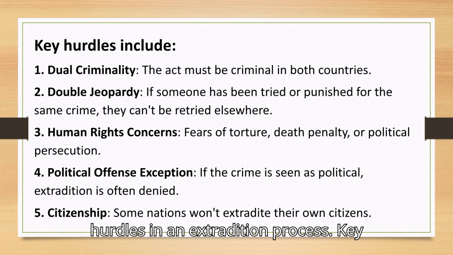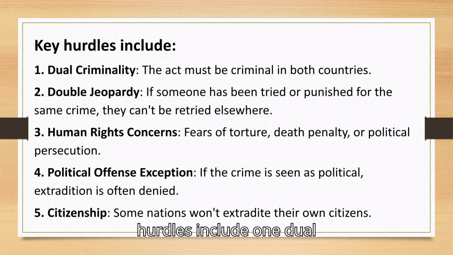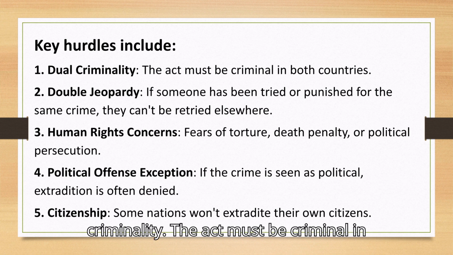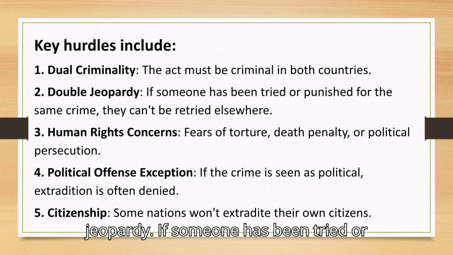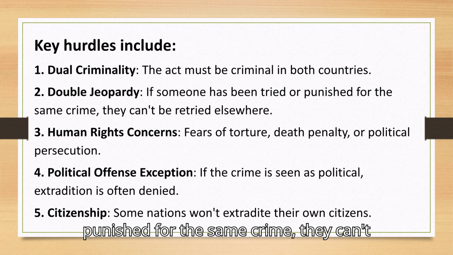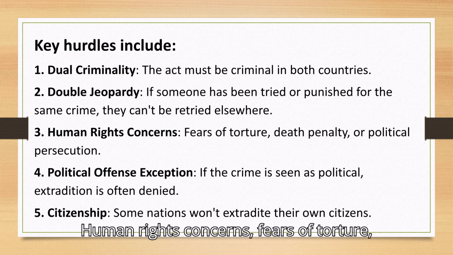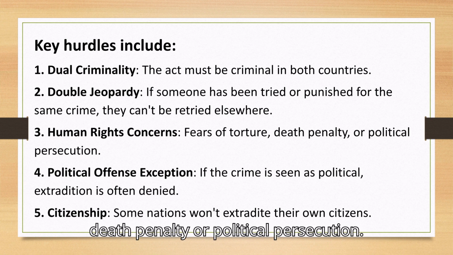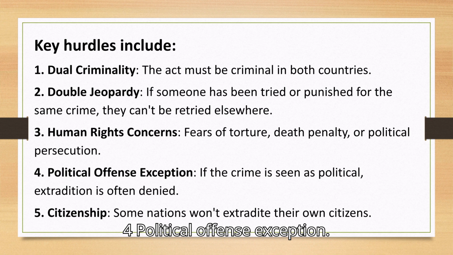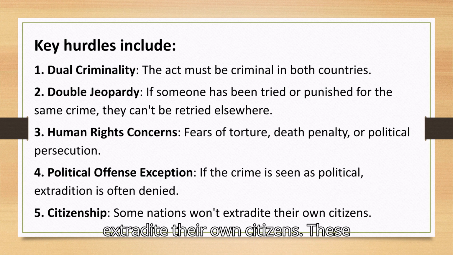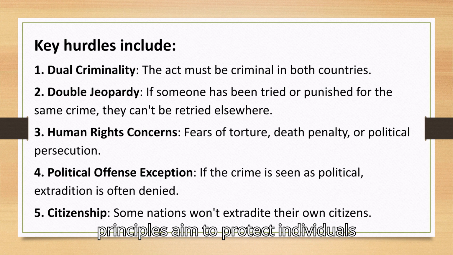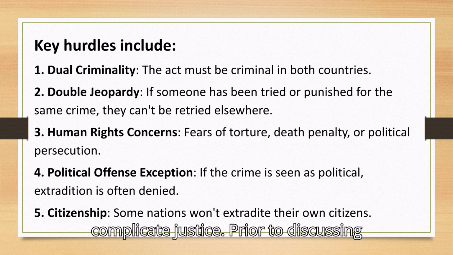Now let us discuss the hurdles in an extradition process. Key hurdles include 1. Dual criminality. The act must be criminal in both countries. 2. Double jeopardy. If someone has been tried or punished for the same crime, they can't be retried elsewhere. 3. Human rights concerns, fears of torture, death penalty, or political persecution. 4. Political offense exception. If the crime is seen as political, extradition is often denied. 5. Citizenship. Some nations won't extradite their own citizens. These principles aim to protect individuals from unfair prosecution, but can also complicate justice.